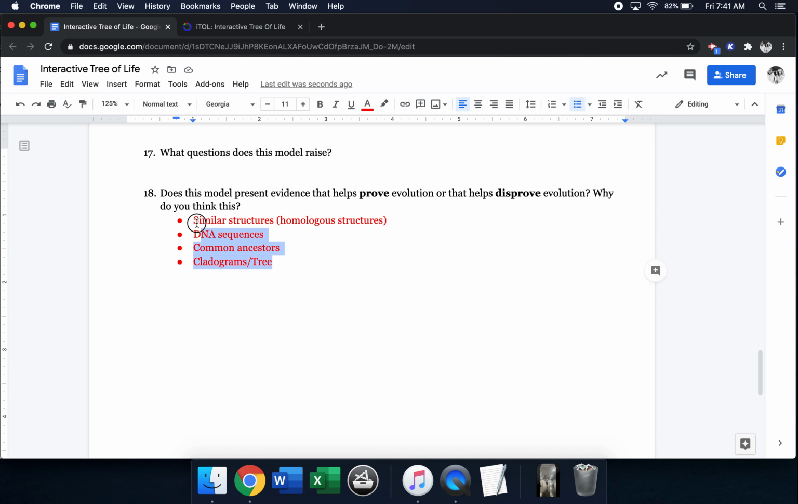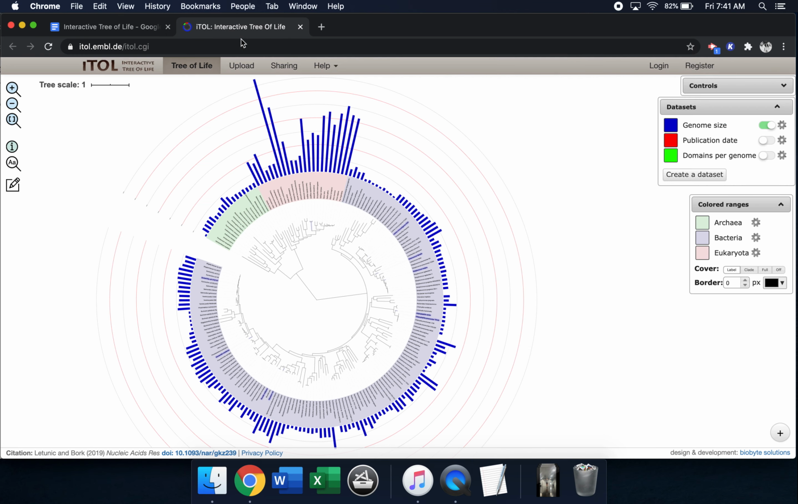So think about all those things we've been talking about, and does this help prove that theory? Or does it help disprove that theory? I think this right here, looking at how everything is actually related or can be traced to a common ancestor, might give you your answer there.